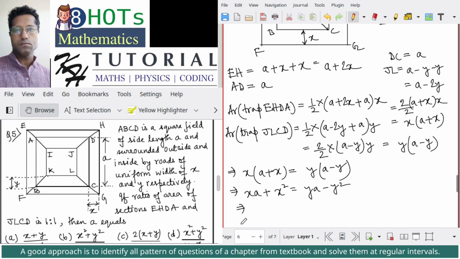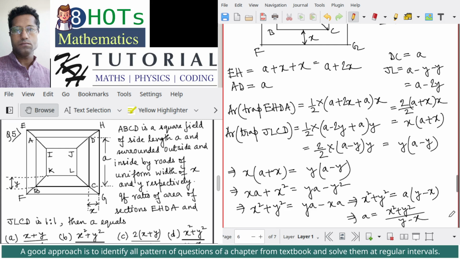This implies if I bring the a terms to the right hand side and every other term to the left hand side, I get x square plus y square is equal to ya minus xa. If I take a common from the right hand side, I get a multiplied by y minus x. So this implies a is equal to x square plus y square divided by y minus x.